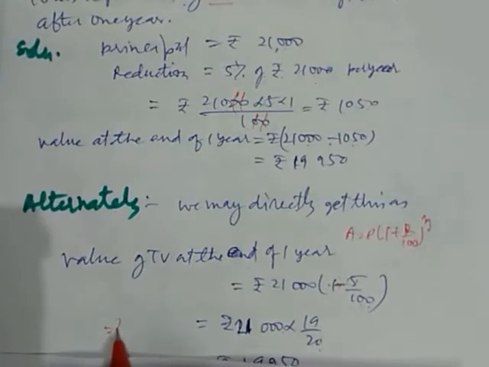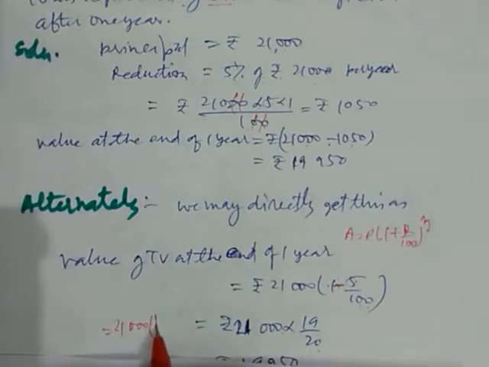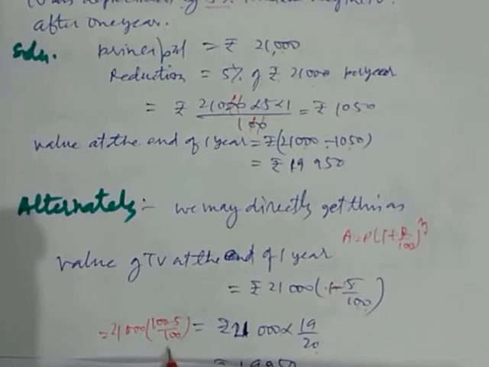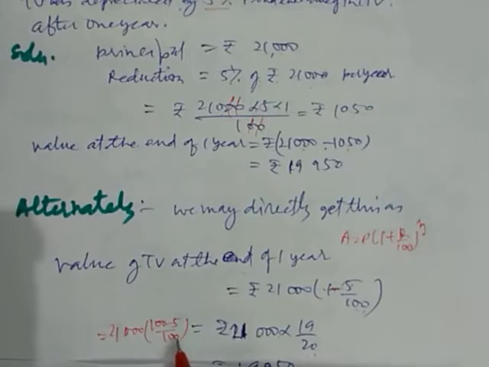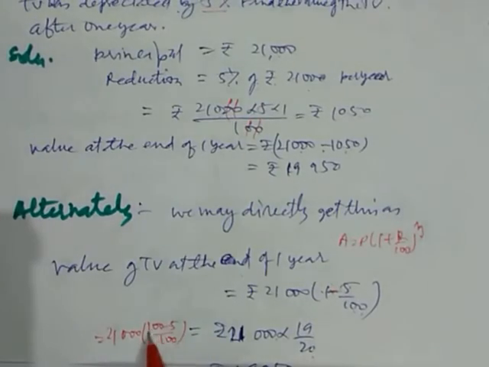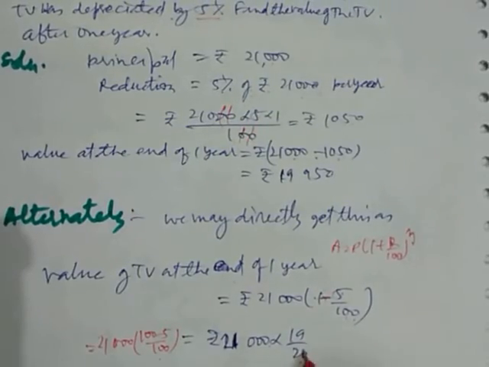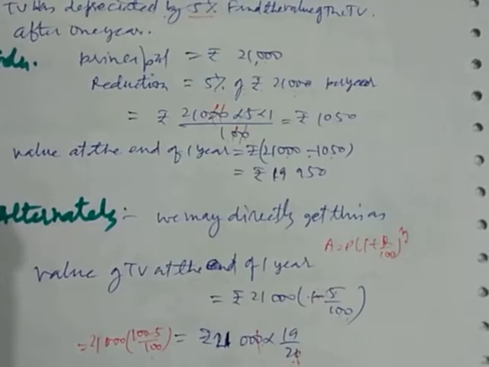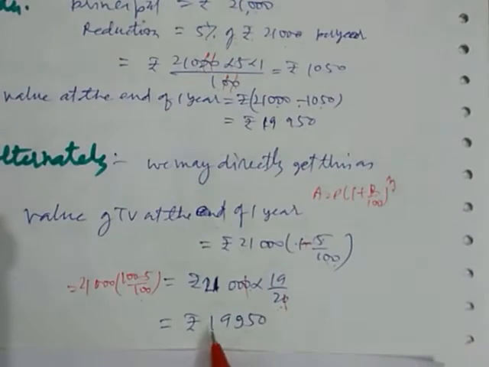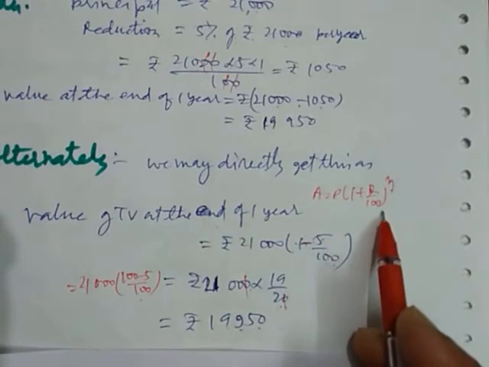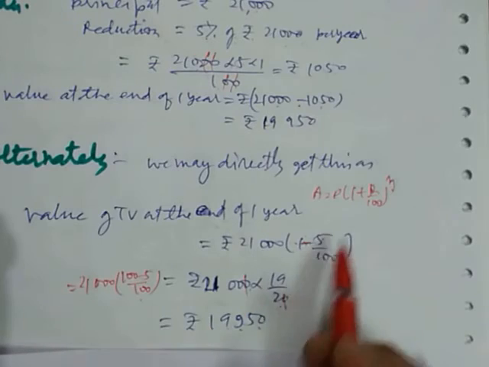I can explain this again. 100 minus 5 by 100. So we get 95 by 100. Okay. So by cancelling with 5, we get 19 by 20. And then we simplify this, we get rupees 19,950. So this way we also solve our problem by utilizing this formula. So it is very simple.